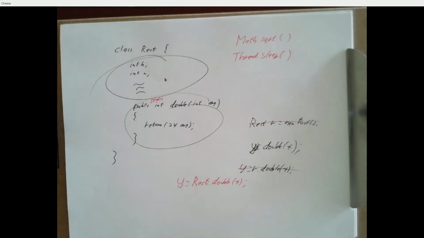So statics are a way to provide code that can be accessed, or variables that can be accessed, without having to have a particular instance of that class. Okay, so it's a class method. It belongs to the class itself as opposed to belonging to a particular instance.